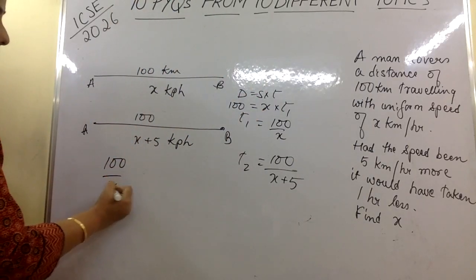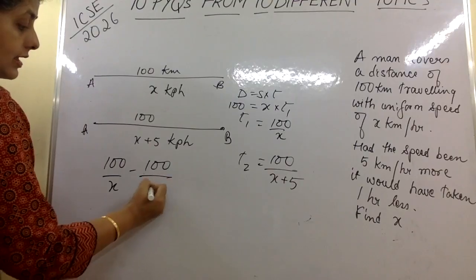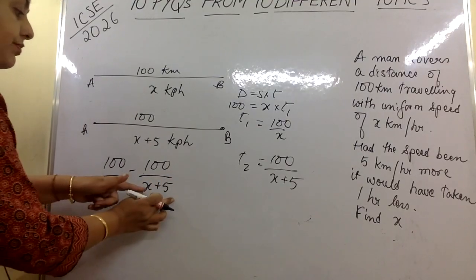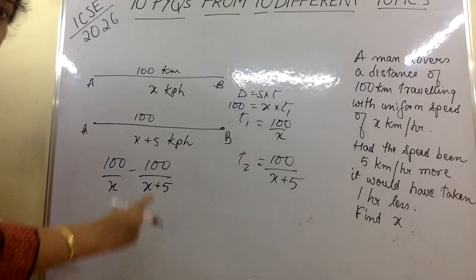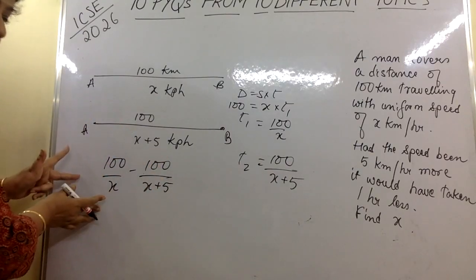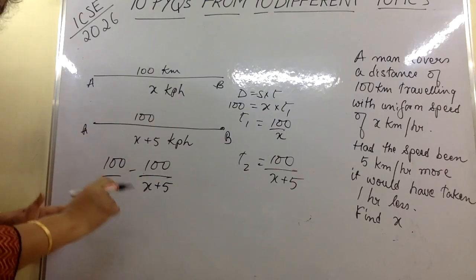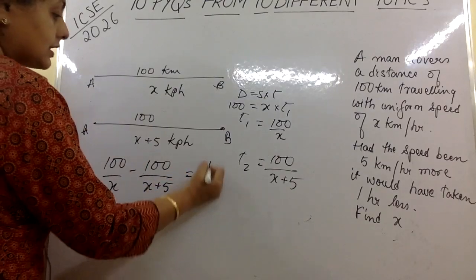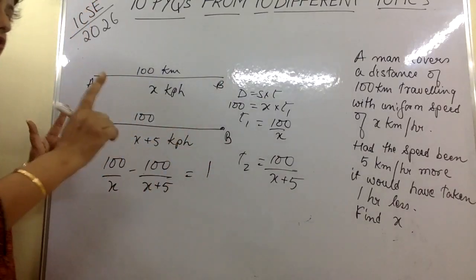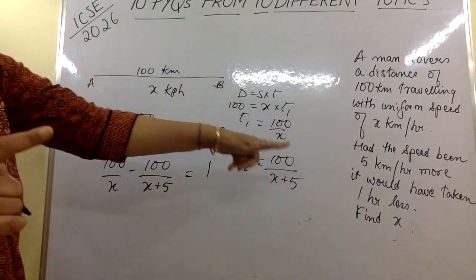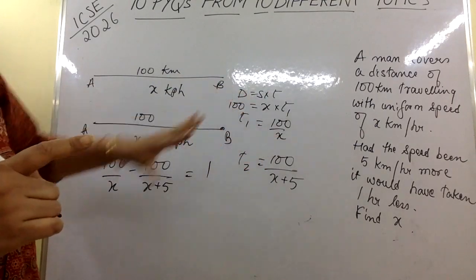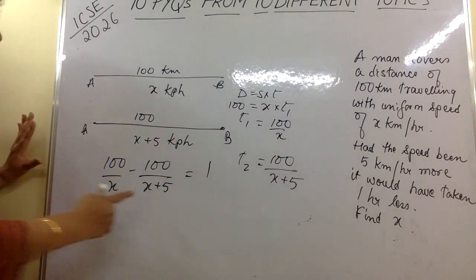So 100 by x minus 100 by x + 5. This smaller one comes later always. Don't make the mistake of putting this in front, which many people do, and the whole sum goes wrong in spite of knowing everything. And that is equal to 1. Now why we are taking 1 straight is because it is 1 hour, and not just that, the speed is also in kilometers per hour. That is why we can take it like that.